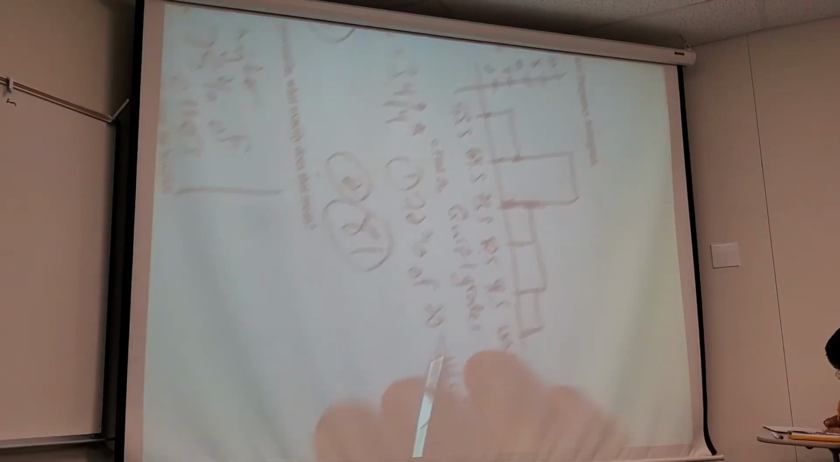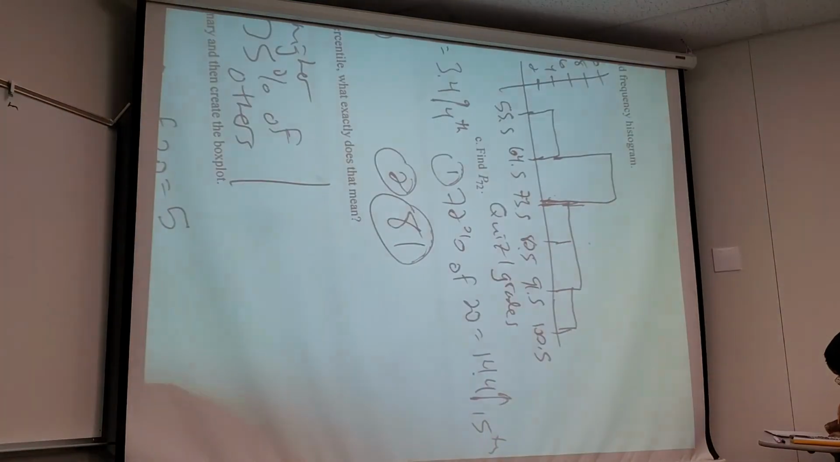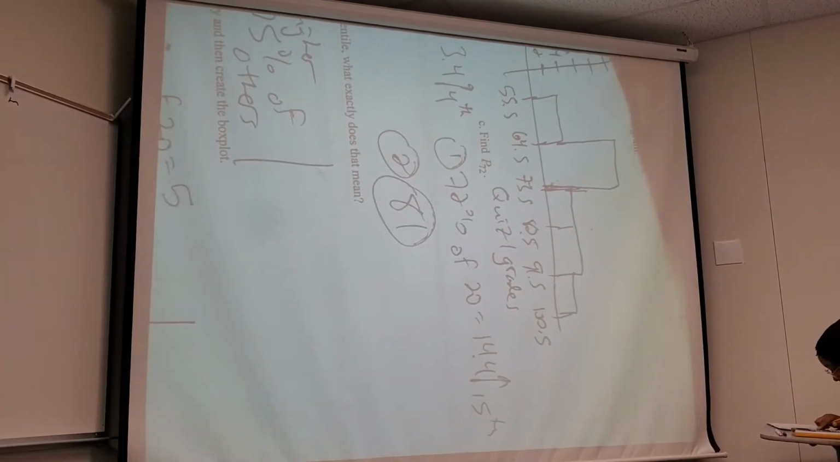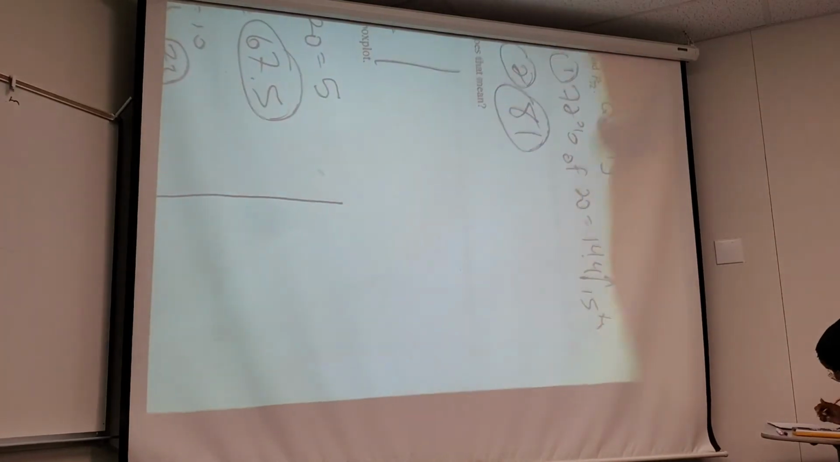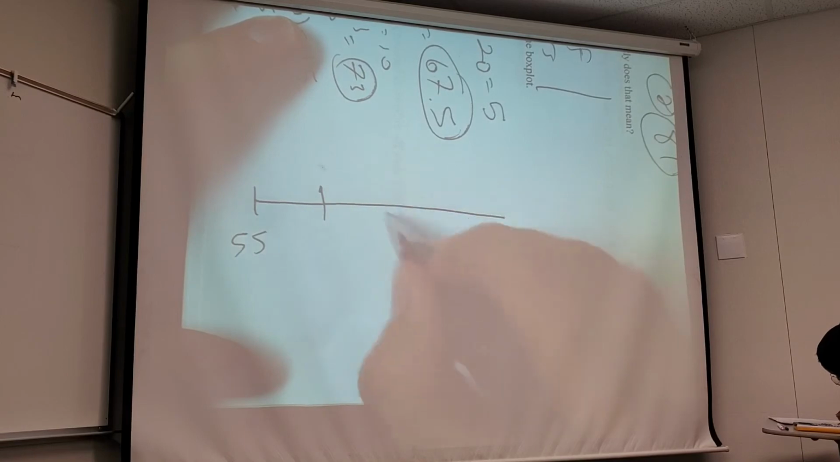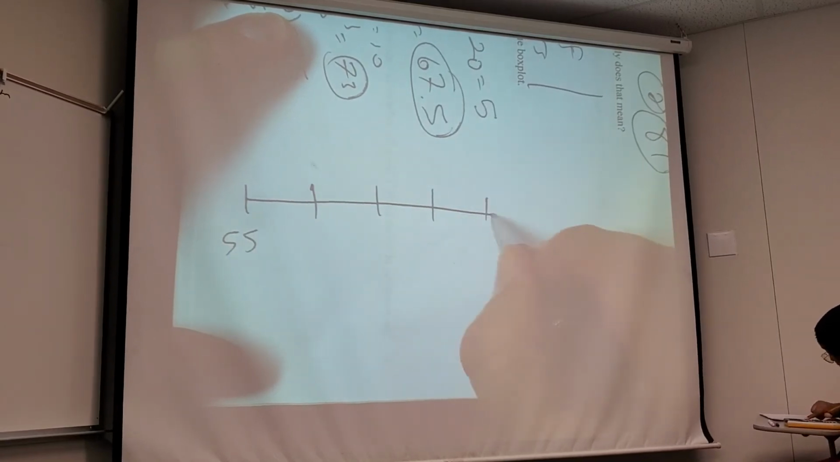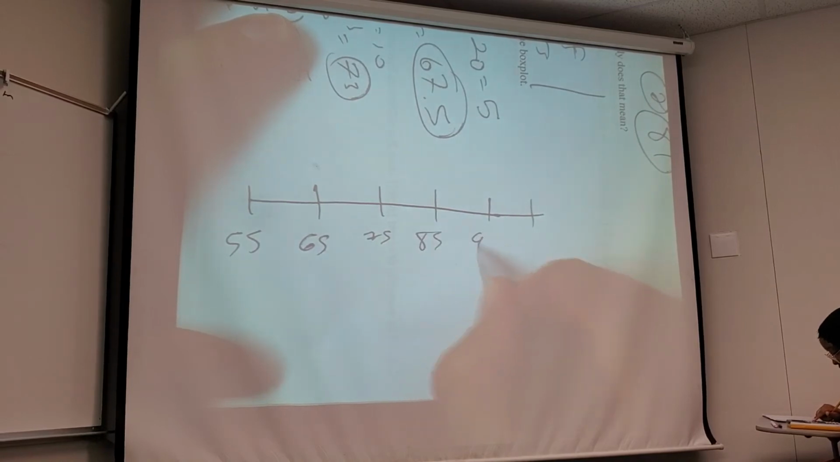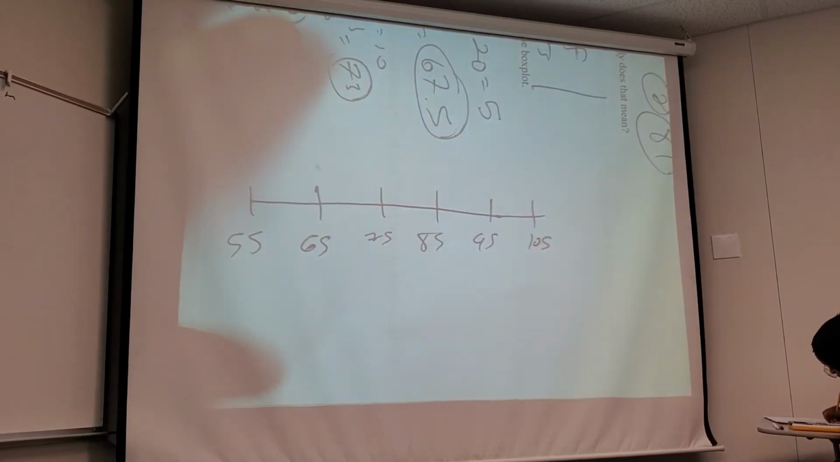I haven't really left myself much room. Let me do it this way. I want to be able to go from 56 up to 98. So maybe I'll start at 55. And let's see, it's 55, 65, 75, 85, 95, 100.